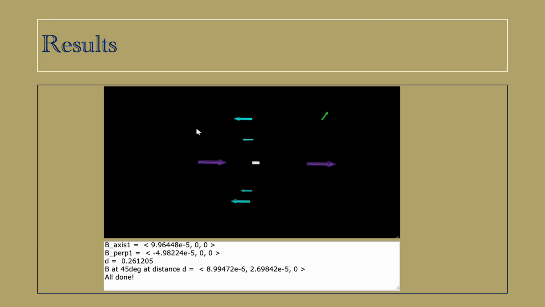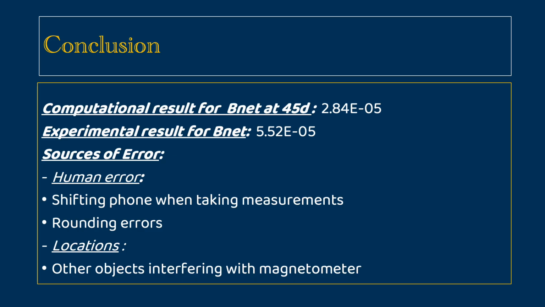And here are my results. We have the B on axis, B perpendicular, the distance, and B at 45 degrees at a distance D. So in conclusion, the computational result for B net at 45 degrees off axis was 2.8 e to the power negative 5. The experimental result, though, was 5.52 e to the power negative 5. So here we have sources of error, which is human error, like shifting the phone when taking measurements, or rounding errors. And location could also be an error, as other objects could have interfered with the magnetometer.